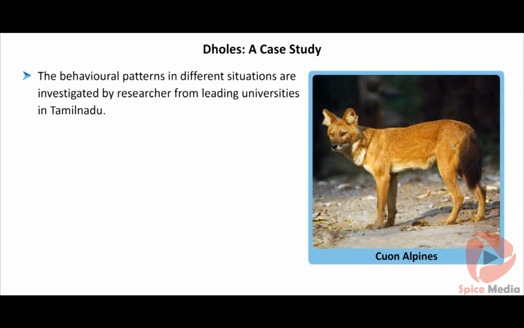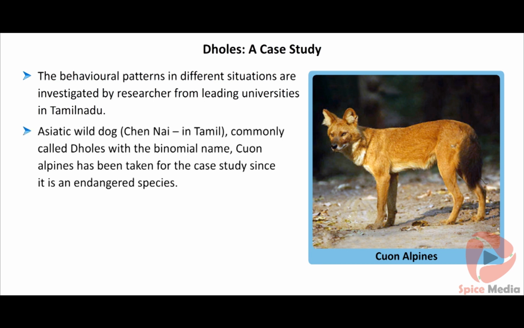The behavioral patterns in different situations are investigated by researchers from leading universities in Tamil Nadu. The endangered Asiatic wild dog, Chennai in Tamil, commonly called Dholes, with the binomial name Cuon alpinus, has been taken for the case study. In Tamil Nadu, it lives in Mudumalai Wildlife Sanctuary at Nilgiris.